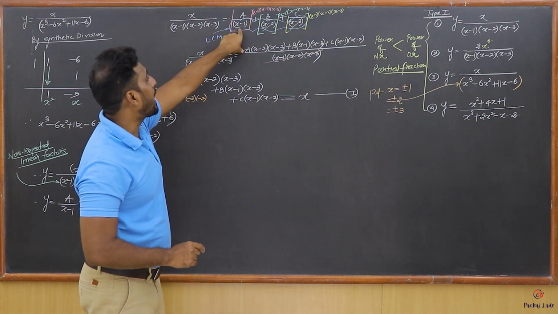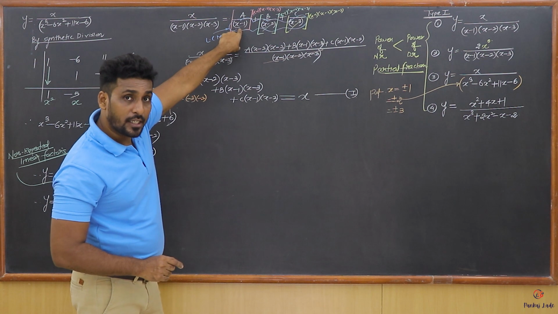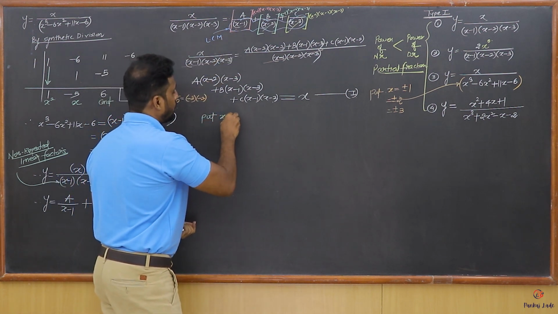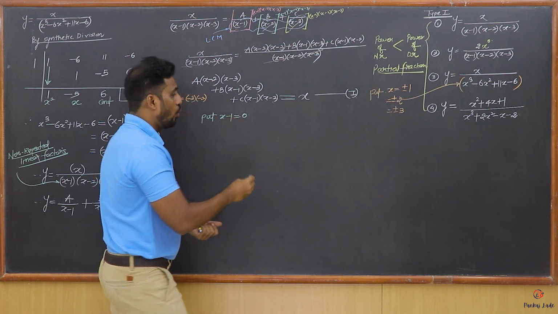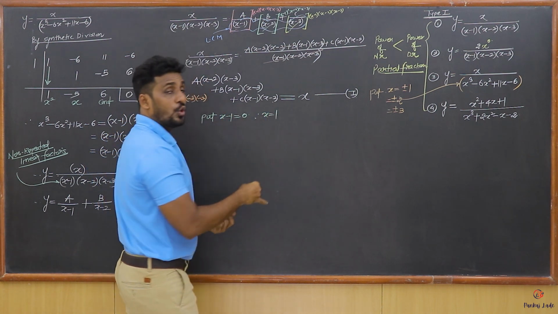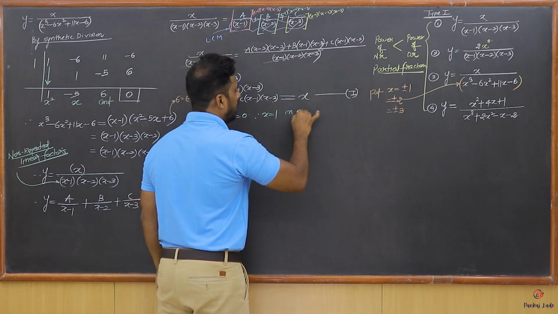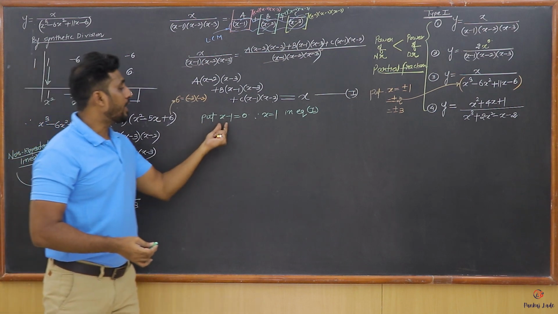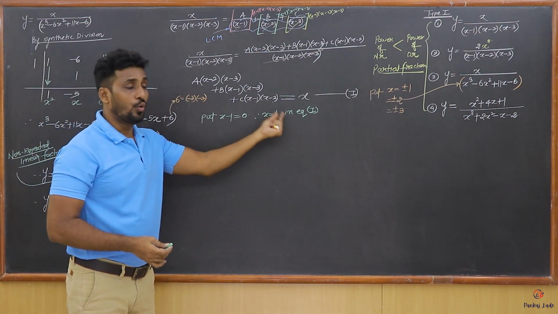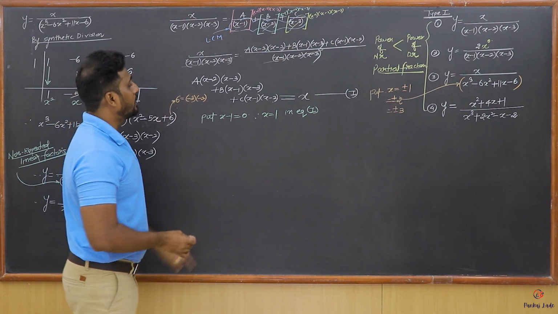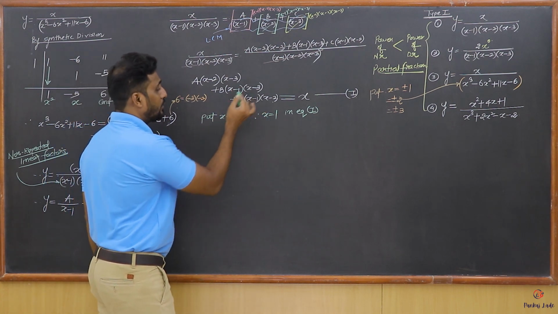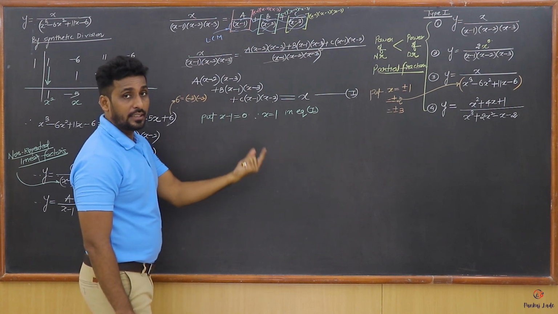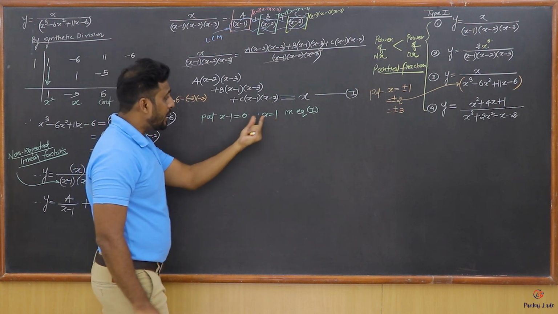Now, who is your first factor? Your first factor is x minus 1. So, you put x minus 1 equal to 0, or I can say x equal to 1 in equation 1. So if x minus 1 is 0, b into 0, it goes. c into 0, it goes. And what is x taken as? It is taken as 1.